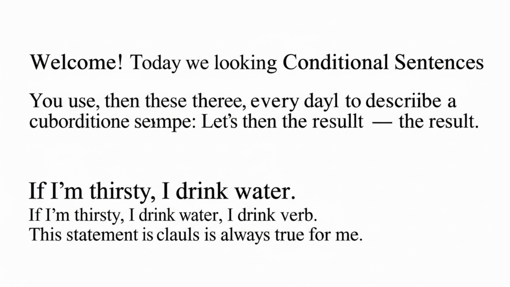Grammatically, this is a complex sentence made of two parts. First, we have the dependent clause. It starts with the word if, followed by a subject and a verb. Because it starts with if, a subordinating conjunction, it cannot stand alone. Second, we have the independent clause. This has a subject and a verb, and it creates the result.